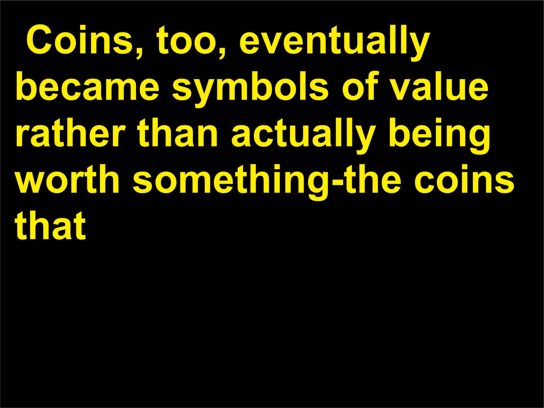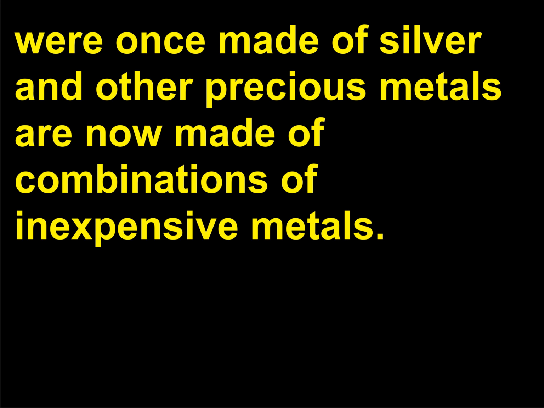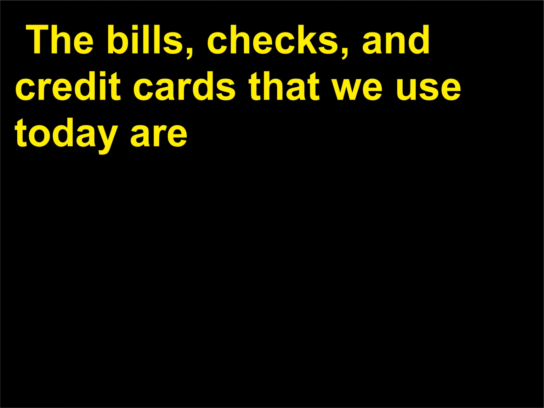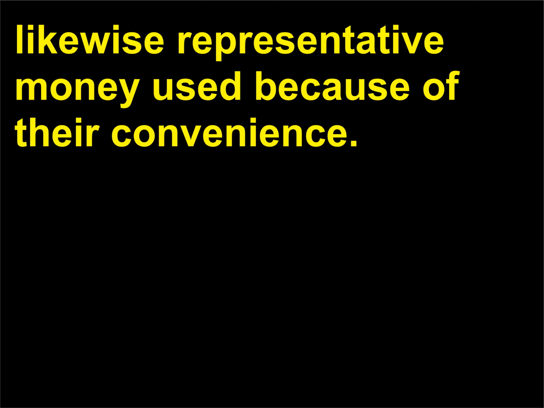The coins that were once made of silver and other precious metals are now made of combinations of inexpensive metals. The bills, checks, and credit cards that we use today are likewise representative money used because of their convenience.